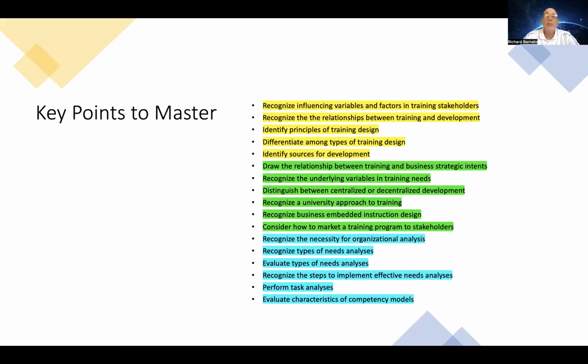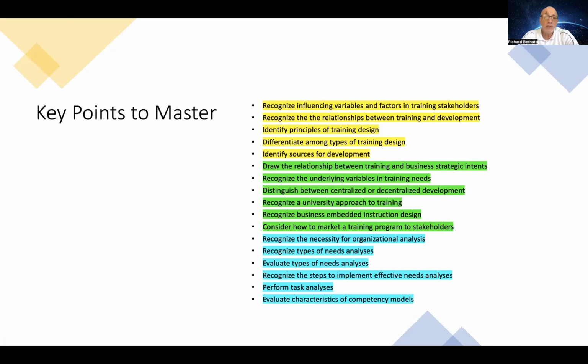All right. These are the key points to master. We've gone over these already as far as the objectives. I want to point out, as I did last week, the verbs, and there's a reason why I'm doing that. Recognize, identify, differentiate, identify, draw the relationship, recognize, distinguish, recognize, consider, recognize, evaluate, recognize, perform, evaluate. There's a range of verbs there.